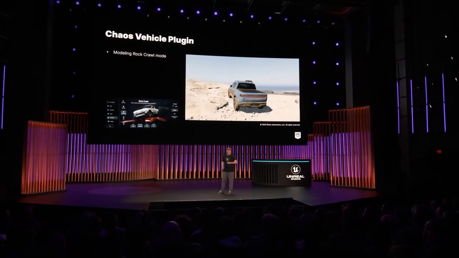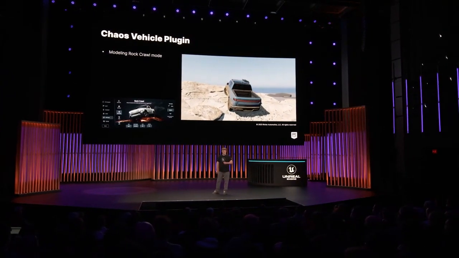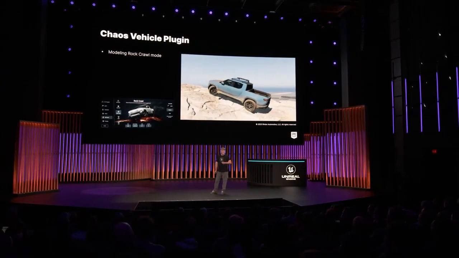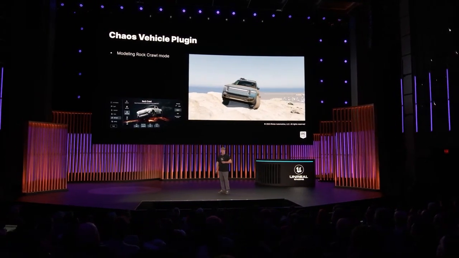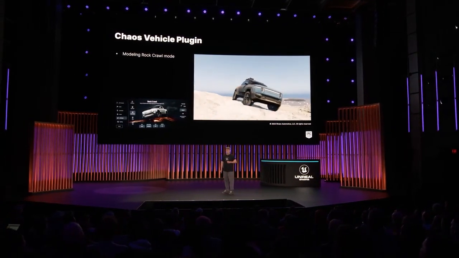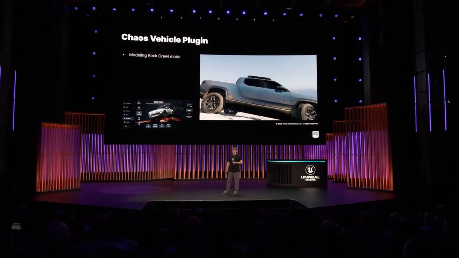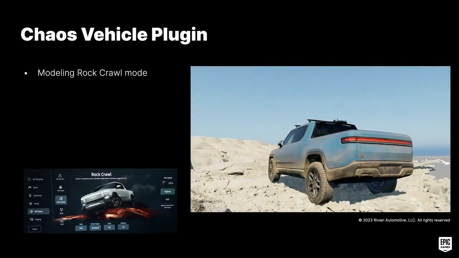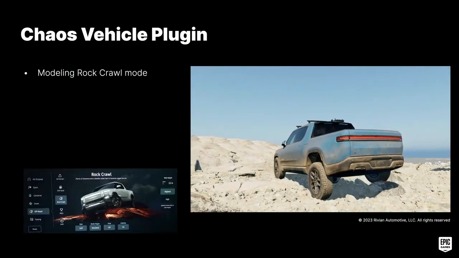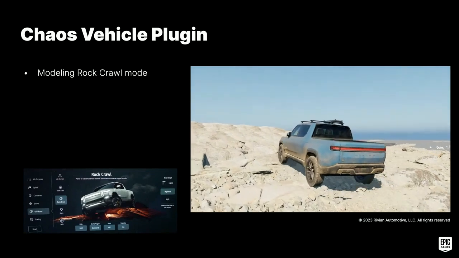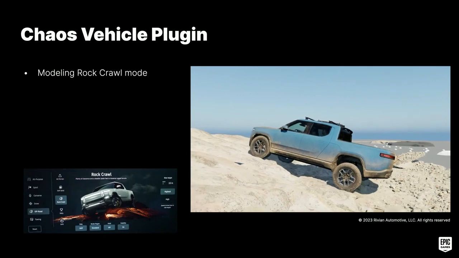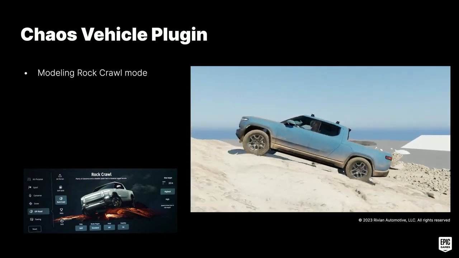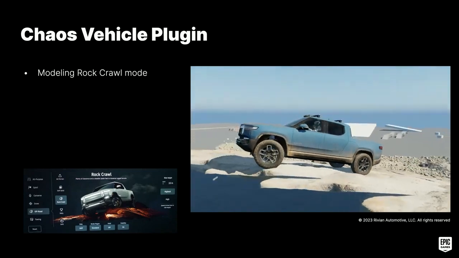So for this demo, our goal was to model the rock crawl mode of the Rivian. This means that the throttle input was reduced to limit the full power of the electric motors. The torque curve was cut after 20 miles an hour, and acceleration was limited to emulate the feeling of a four-wheel drive's low gear setting. Now, keep in mind, the Rivian doesn't actually have a low gear, but it feels like that when you drive it in this rock crawl mode. It moves very slowly with a precise motion over tough terrain.